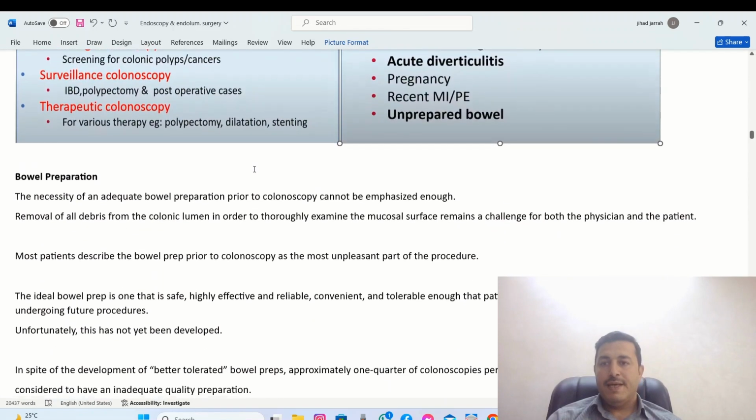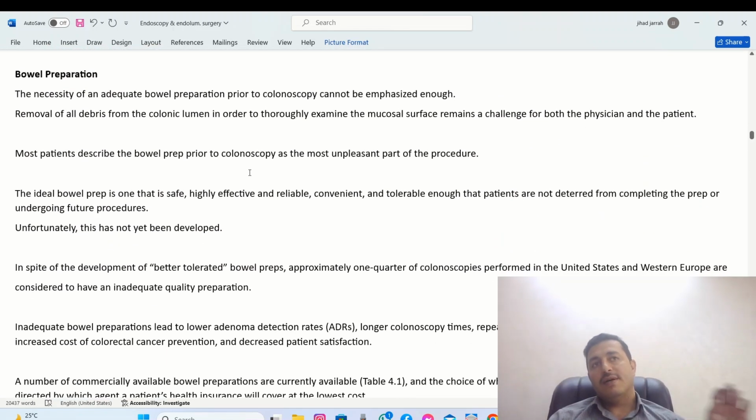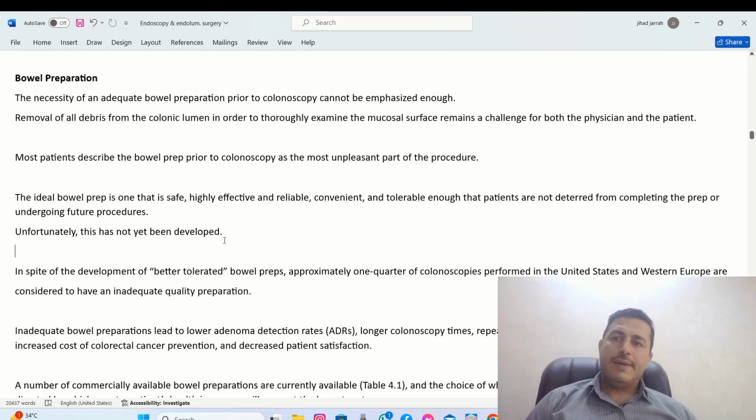Okay. We said if we start talking about colonoscopy, we should mention the bowel preparation regimen. If you start talking about bowel preparation, which is a crucial part of the colonoscopy, we said in flexible sigmoidoscopy it's enough to do rectal enemas, but in colonoscopy, we need bowel preparation.